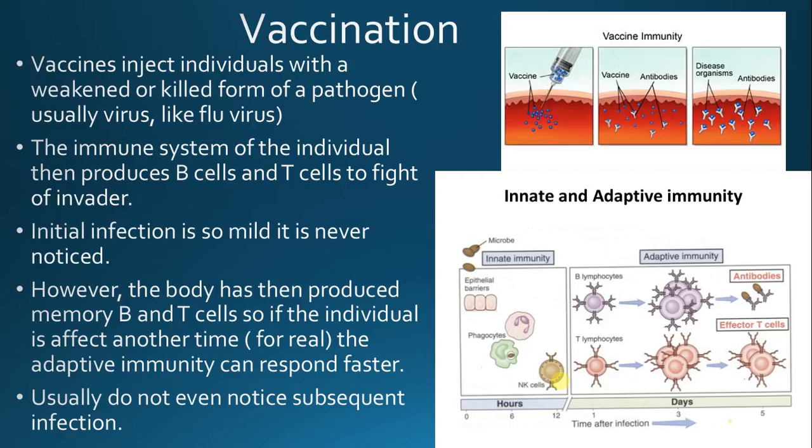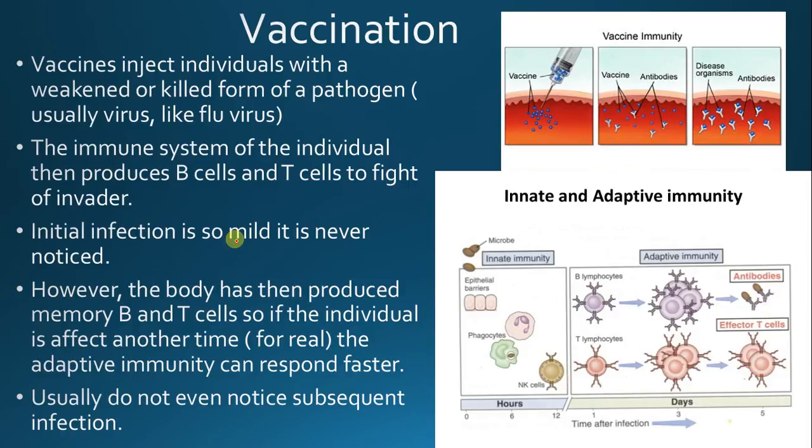So vaccines are like injecting you with a virus. It's a weakened or a killed form of the pathogen. And the idea is your immune system, your B and T cells, will react to that dead antigen or that weakened antigen like a regular attack. So start making plasma cells, start making cytotoxic T cells, and it will get rid of the infection super quick because it's not very strong, and you won't even notice it.